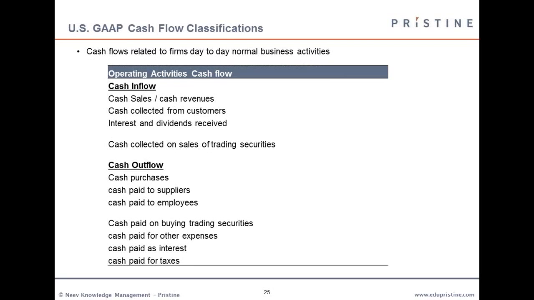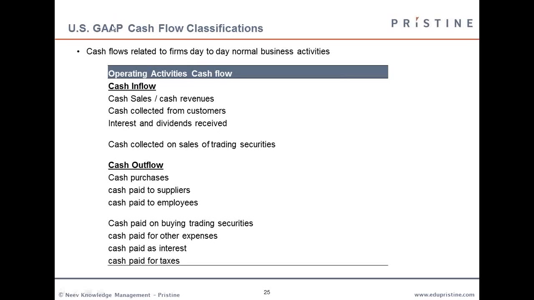Here we'll look at operating, investing, and financing activities in detail. Again, we have US GAAP standards. According to this, we see the cash flow classifications. The operating activities include the actual operations cash flows that are generated. So the cash that is generated from sales or revenues, the cash that is collected from customers, the sales of trading securities, the interest and dividends received, all these come under cash inflow.